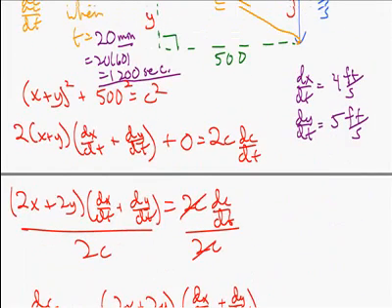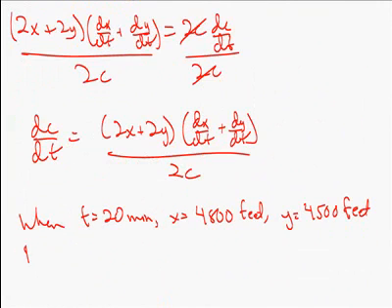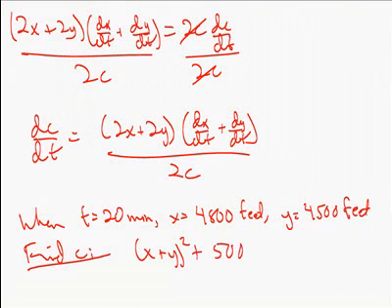And so now we can use this formula right here to find c. We're going to use that to find c from the fact that x squared plus y squared plus 500 squared is equal to c squared. Again, that's just the Pythagorean theorem. So I'll put 4,800 for x, 4,500 in for y. Solve for c. Once we know c, then we've got everything we need.